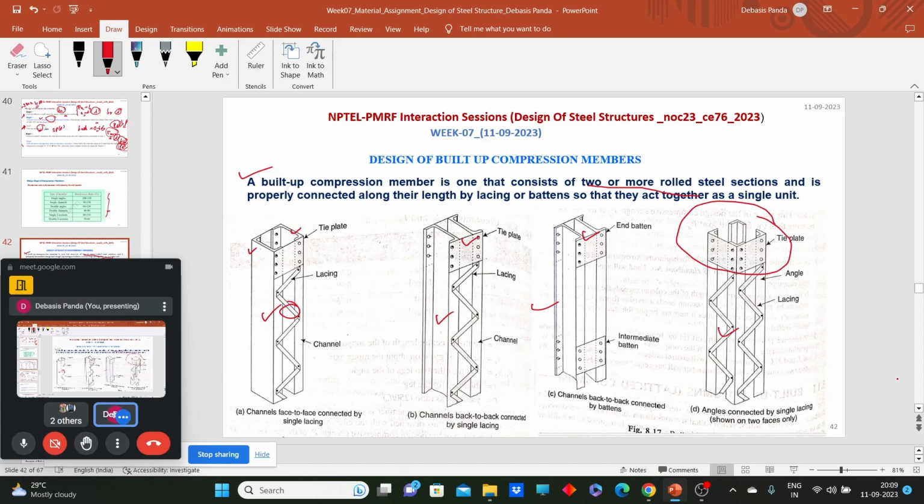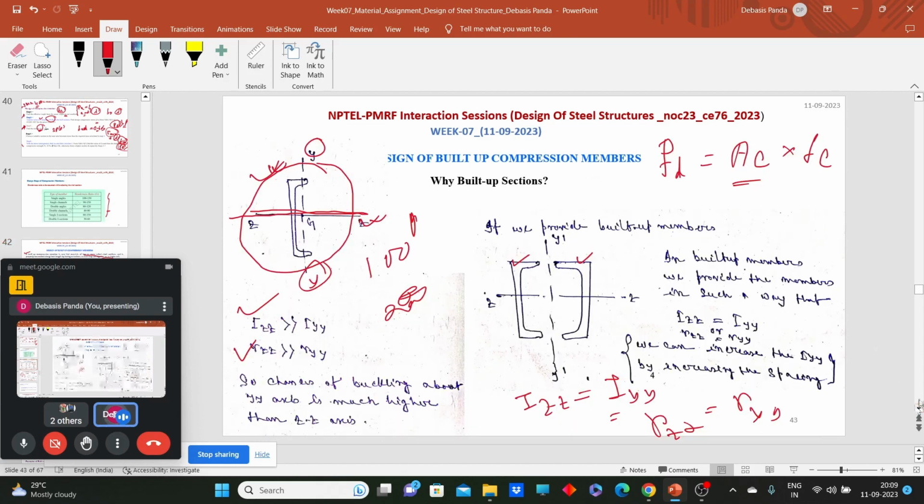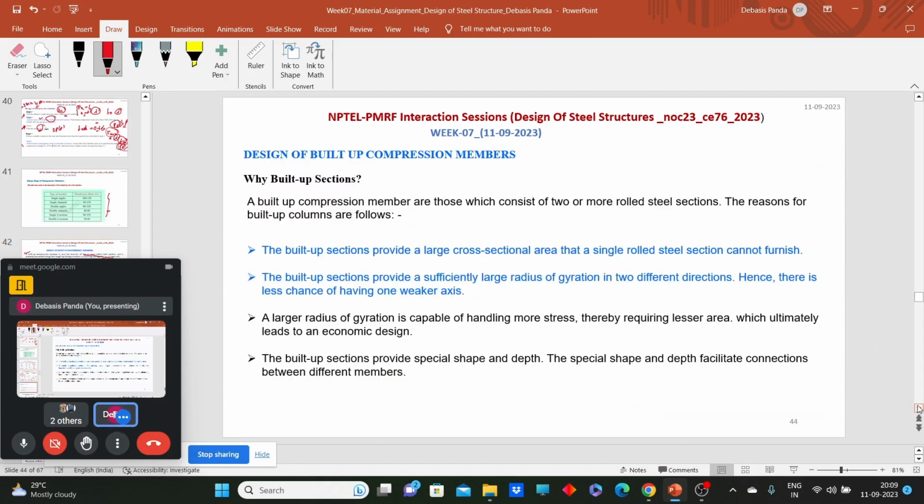So first, now we have an idea of what a built-up section is and why we need them. Why we need them? First, to counteract the radius of gyration problem and the area of cross-section problem. So we have some reasons to go with the built-up section. Built-up sections provide large cross-sectional area. How much cross-sectional area I need can be easily managed by the built-up section.